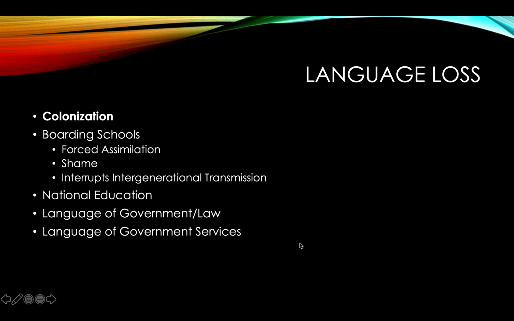And then often in colonial situations, if you're someone who needs to access government services, you have to do that in the colonial language as well. So these are all reasons that you would shift so that you could be educated. You would shift to the colonial language so that you could participate in government, or you would shift to the colonial language so that you could participate in government services of some kind.